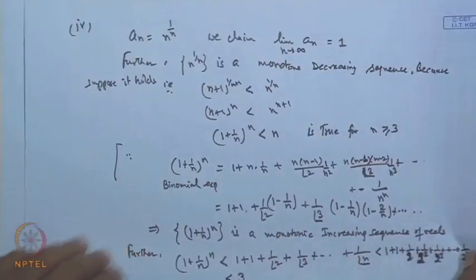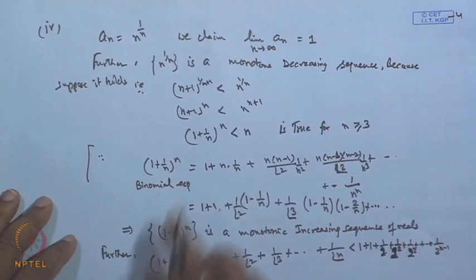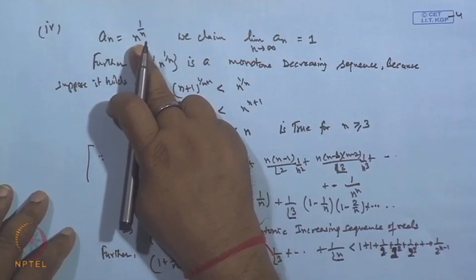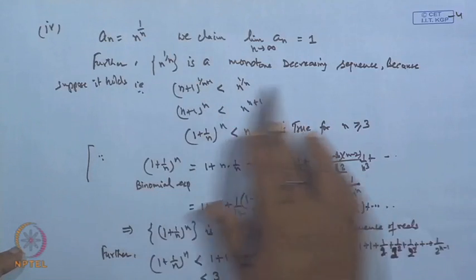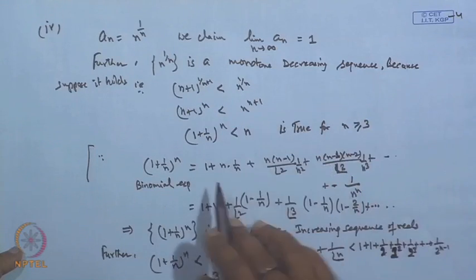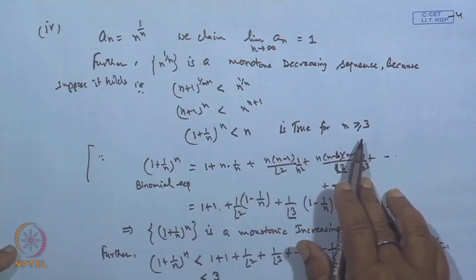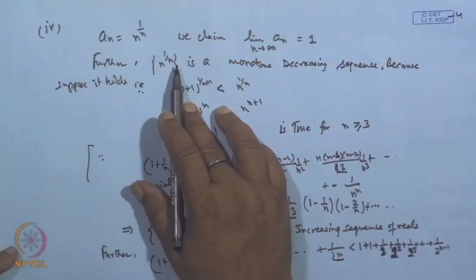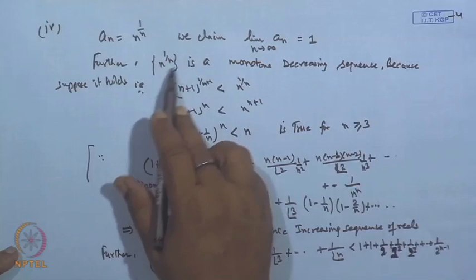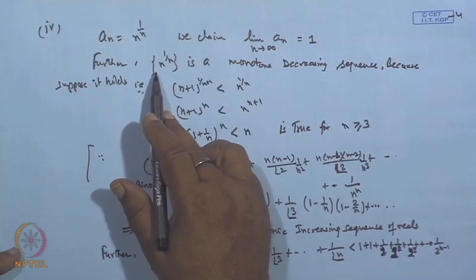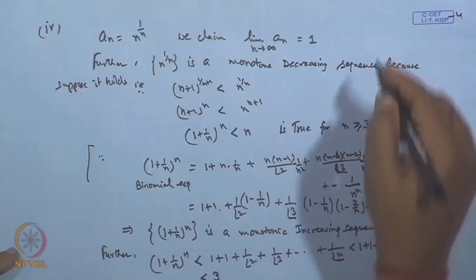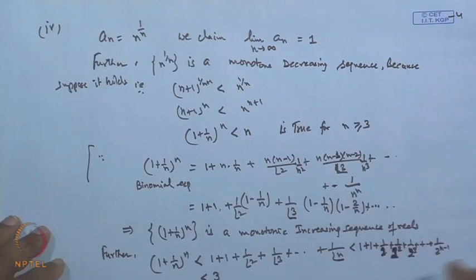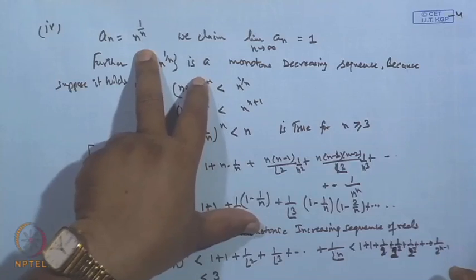Now, here we are discussing this part. It is given n to the power 1 by n, and we are interested in finding the limit of this. What we claim is that this sequence is a monotonic decreasing sequence, which is already proved, when n is sufficiently large. Each term of this sequence is greater than or equal to 1, because for n equal to 1 it is 1. So it is a monotonic decreasing sequence, is it not? And each term is greater than or equal to 1.